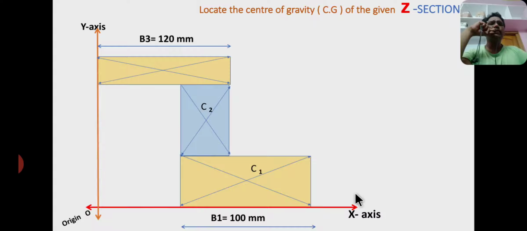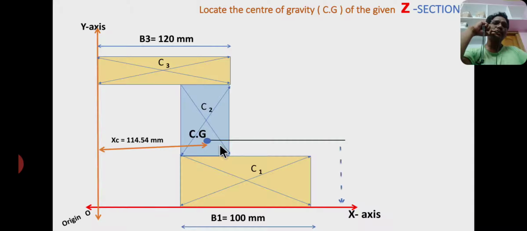Here C1, C2, C3 are the individual centroids, whereas CZ is the centroid of the entire Z section. The centroid CZ lies at a distance of xc from the y-axis and yc from the x-axis. The horizontal distance between the y-axis and centroid CZ is called xc, and the vertical distance between the centroid and the x-axis is called yc, and the answer is xc equal to 114.54 mm and yc equal to 41.3 mm.